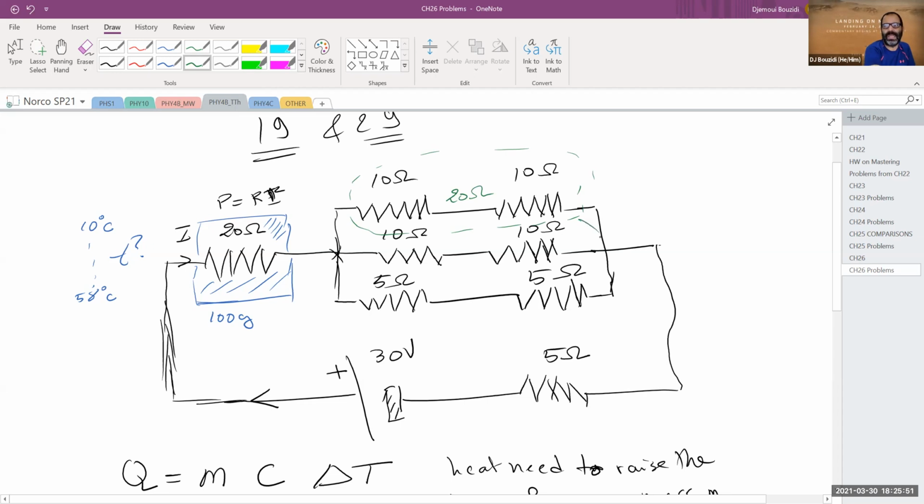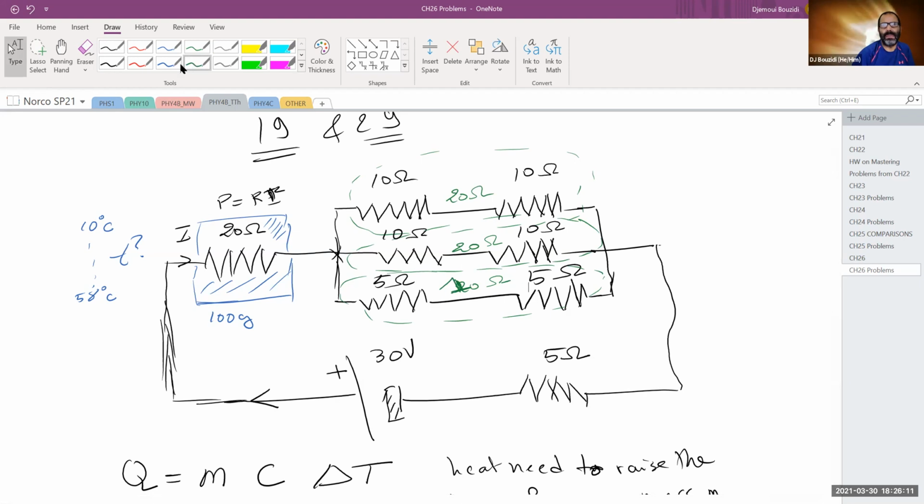I have a 10 ohm and a 10 ohm for this branch, which they just add up also to a 20 ohm resistor. I have a 5 ohm and a 5 ohm in this branch, which they simply add up to just 10 ohm, 10 ohm, okay? Now in this circuit, what I have a 20 and a 20 and a 10, all of them, they're actually in parallel.